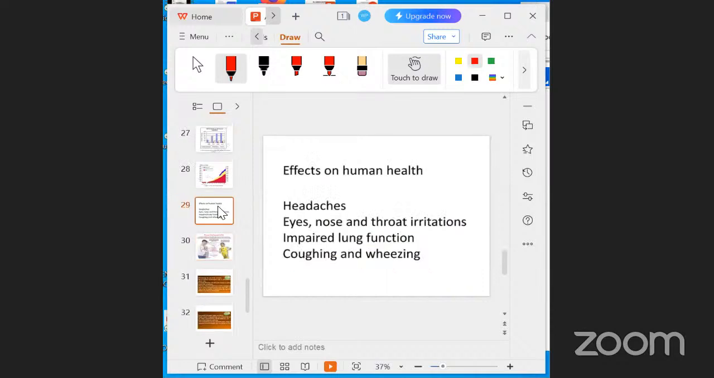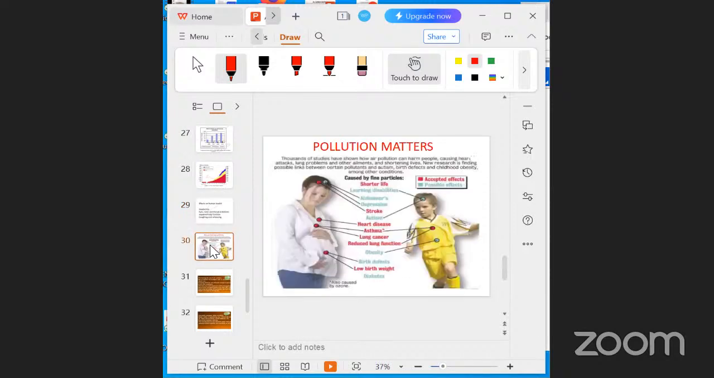Now the effects on human health: headaches, eye, nose, and throat irritations, impaired lung function, and coughing and wheezing. These are the effects on human health. You see some of the pollution matters here.